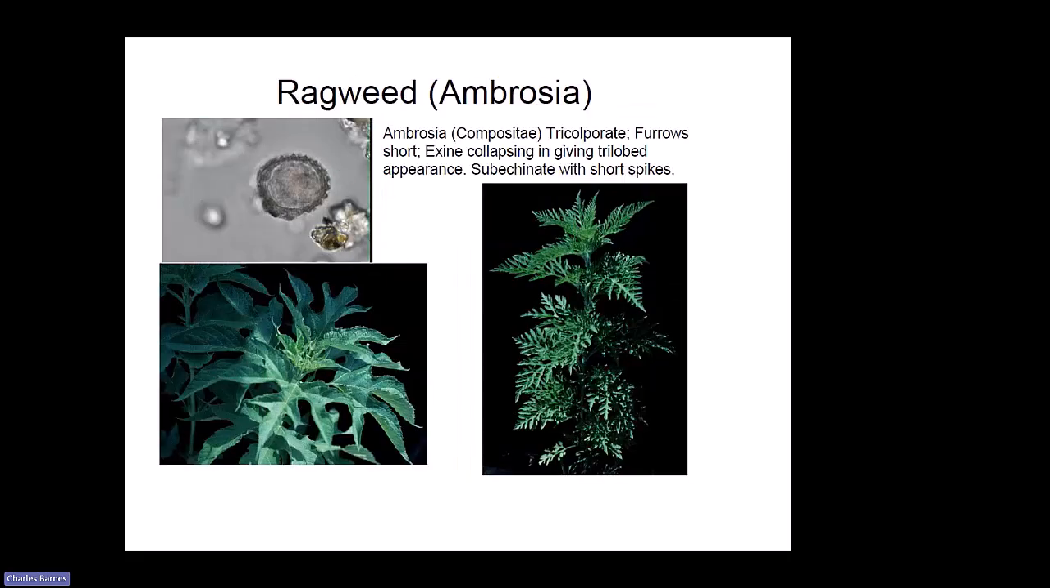And then the ragweed. Ragweed is the big one around here. If you just look at the ragweed pollen grain, it looks irritating. These are in the Ambrosia or Compositae family. They also are tricolporate, although it's sometimes very difficult to find the pores in there. Very often they will look 3-lobed. If you look at them under a microscope, they look like they've got 3 lobes on them. They are sub-echinate, which means they've got little short spikes on them.